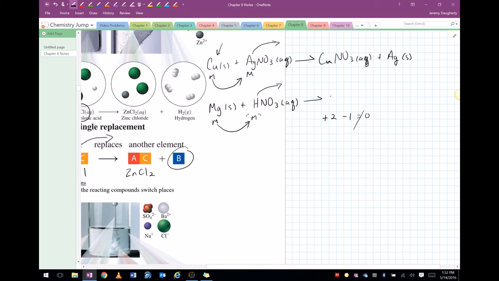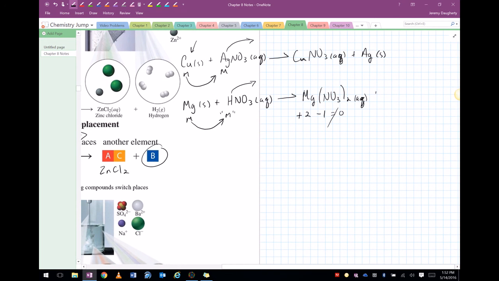So this one, magnesium is positive 2, nitrate's negative 1, so I need 2 nitrates. And that's going to be aqueous, and we can figure out that it's aqueous by looking at a solubility table, which is something we'll look at later on. And then it gives off just hydrogen by itself. Now hydrogen is one of the magnificent 7, so it's a diatomic molecule, so it's always going to form H2, and in this case it's going to be a gas. Okay, so there's a single replacement reaction.